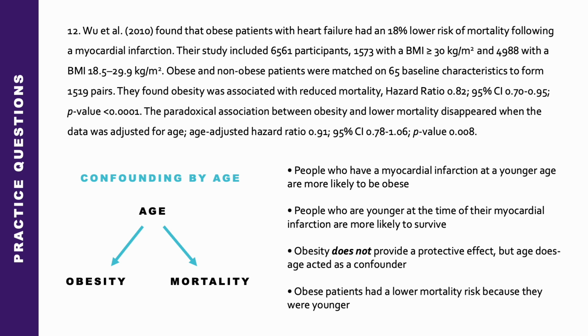And people who are younger when they have their first heart attack are also more likely to survive. But obesity does not provide a protective effect. Age does provide a protective effect. So obese patients had a lower mortality risk because as a group, they were much younger than the non-obese patients who tended to be older, because heart disease is more prevalent in elderly people. Confounding occurs when a comparison is made between groups that are not similar in ways that affect the outcome.